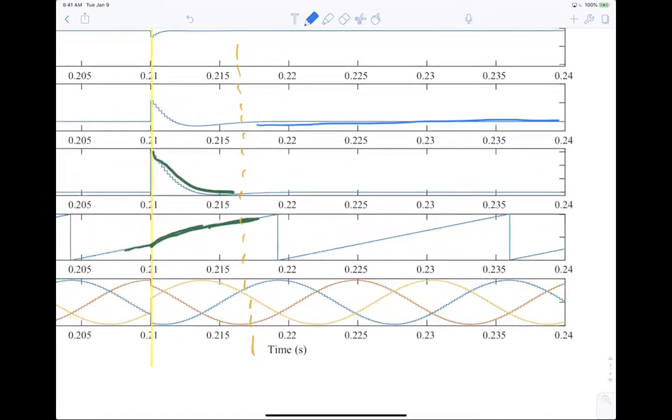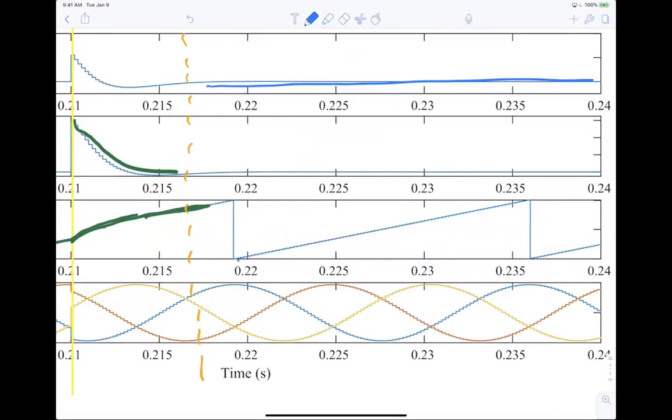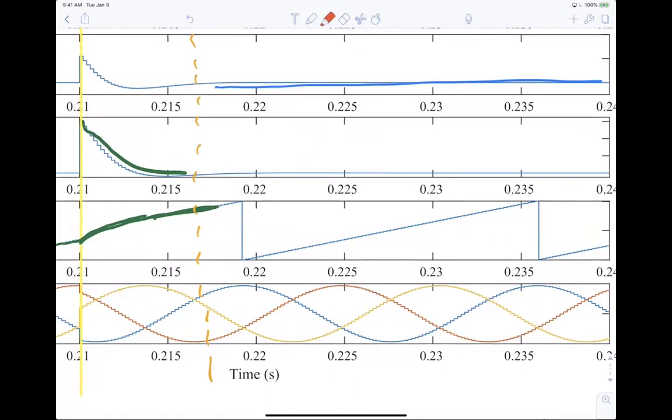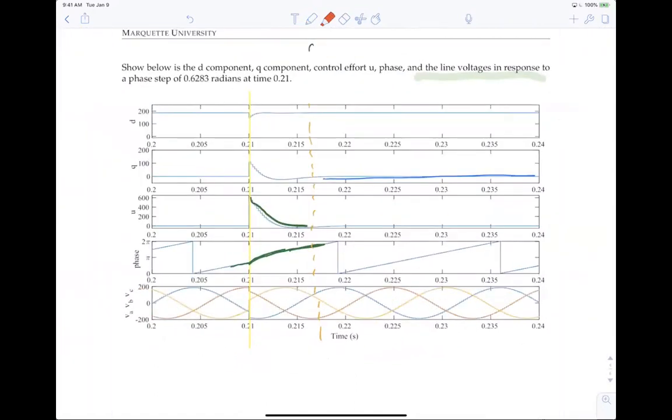Just like the continuous time variant, even in the digital domain, you can see our phase is digitized. Of course, it's a digital controller. Our voltages that come into our controller are digitized because we're sampling at a fixed frequency. Even our control actuation is digitized. Everything is digitized, and it's all digitized at 10 kilohertz here.